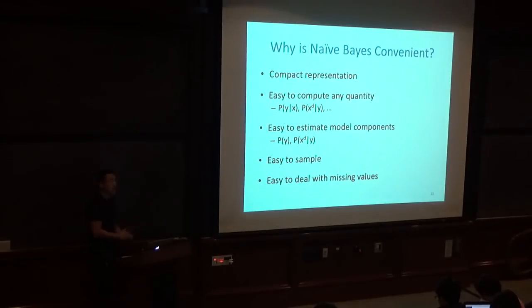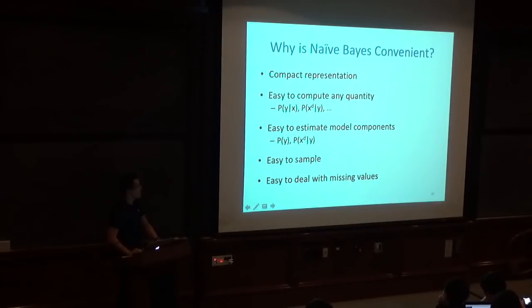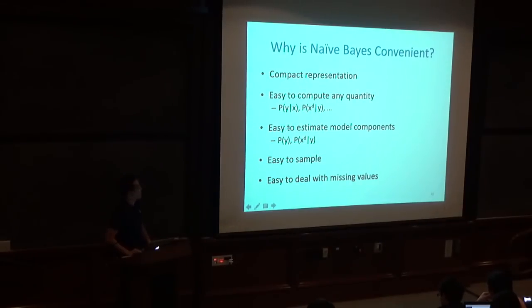So why is naive Bayes convenient? Well, it's a compact representation. Each individual quantity, in the case where x and y's are binary, is just a 2x2 lookup table. So each individual quantity is just a very small lookup table. And it's easy to estimate each of the components. They're just frequency counts. It's easy to sample, and it's easy to deal with missing values. So you get all the benefits of the generative model, plus the fact that it has a compact representation that's easy to model and estimate.